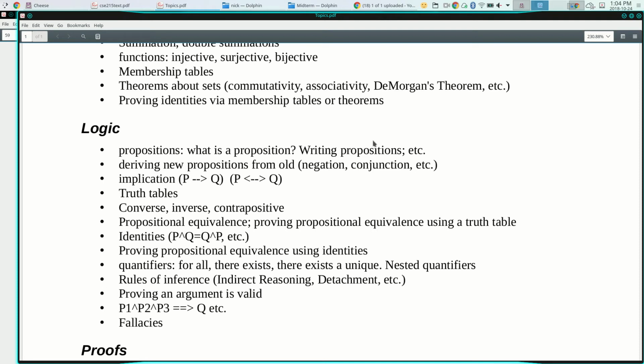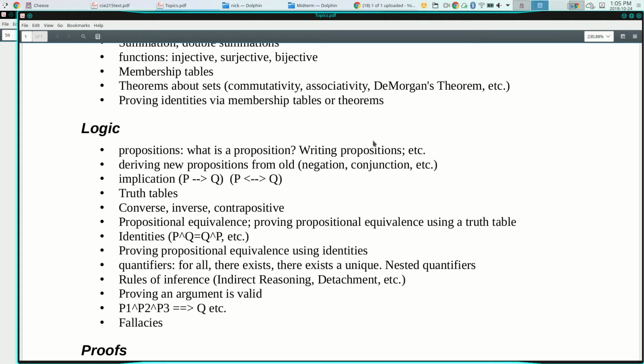Propositional equivalence means that these two propositions always have the same truth value. They're effectively the same truth values. They might be very different propositions. P might be the proposition that today is Monday. Q might be the proposition that tomorrow is Tuesday. Those always have the same truth value, even though they're different statements.